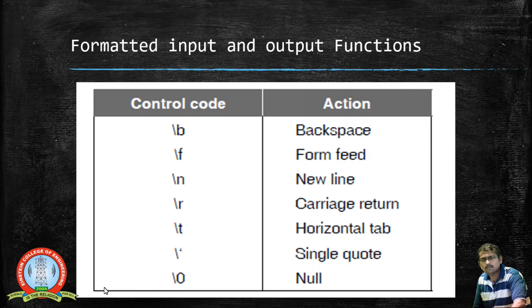Similarly, this printf statement can also have control codes: a backspace \b, a form feed \f, a new line \n which is often used, a carriage return \r, and a horizontal tab space \t. For vertical tab we can just give \v, and suppose you need to print a single quote, then you can use a backslash and then a single quote.